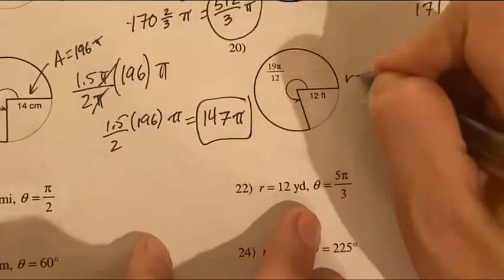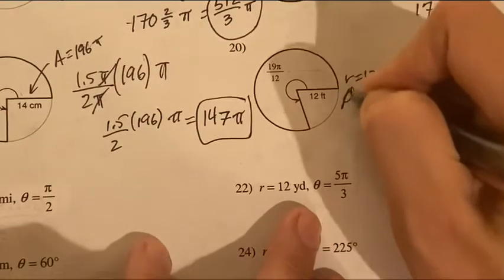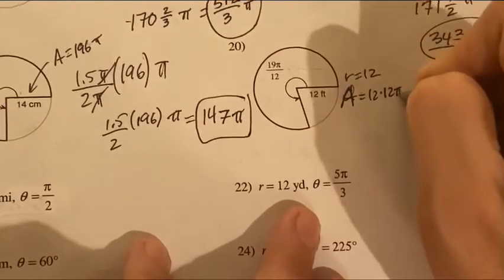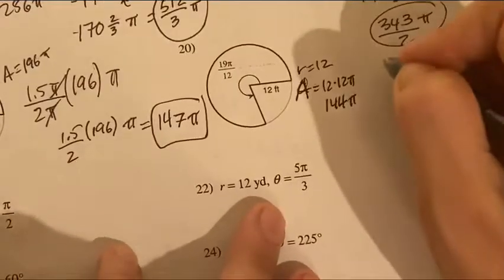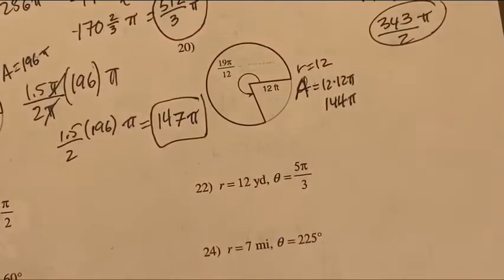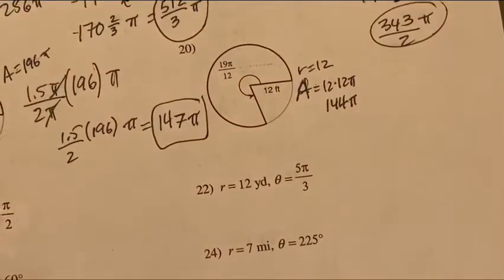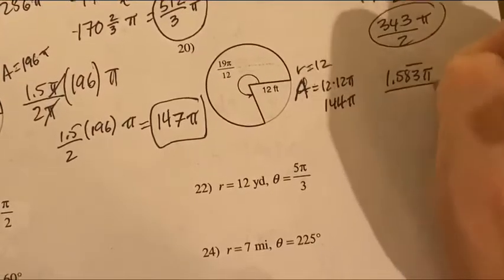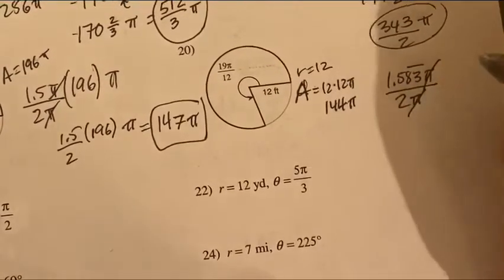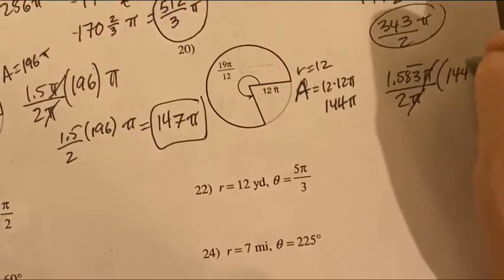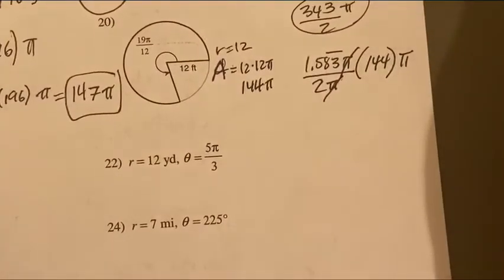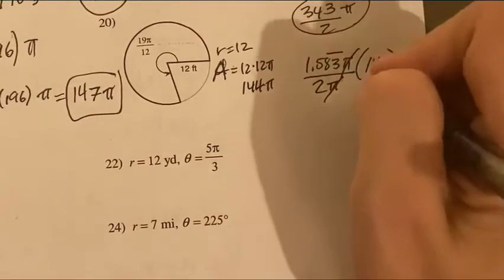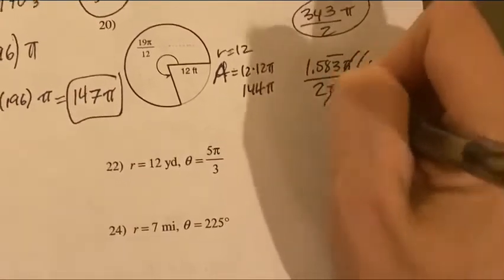All right, if the radius is 12, let's go straight to the area. 12 times 12 times pi, or 144 pi. So what is 19 divided by 12? So we're going to cancel those and multiply that by 144. All right. So we get that. Divide by 2, enter, times 144, enter. I get 114 pi. Final answer.